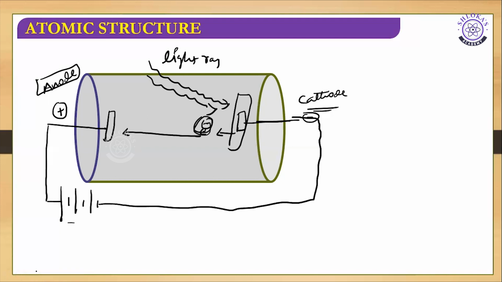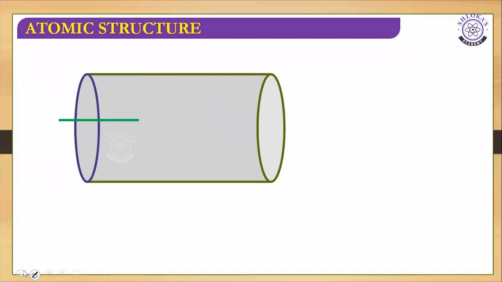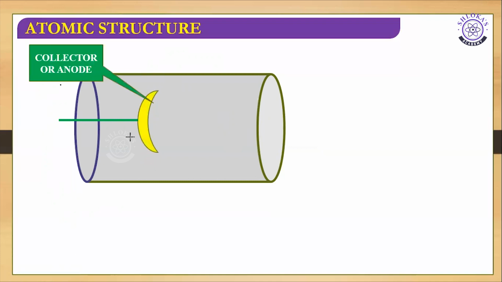Right, so let me explain the complete setup of this diagram. Here I am inserting a positive electrode called the anode. This is the anode or collector. Why is it called a collector? Because it is collecting the electrons that are ejected from the cathode. That is why it is also called a collector. Next, it is connected to the positive terminal of the battery, and this is a galvanometer, which indicates the flow of current in the circuit.